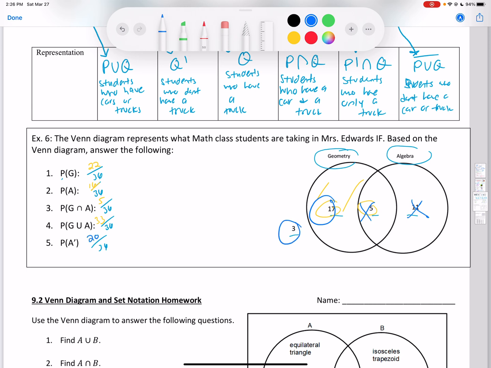So give these next Venn diagram set notation homework questions a try. Make sure to ask your teacher if you guys need help.